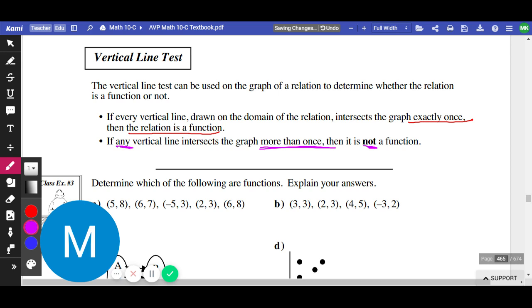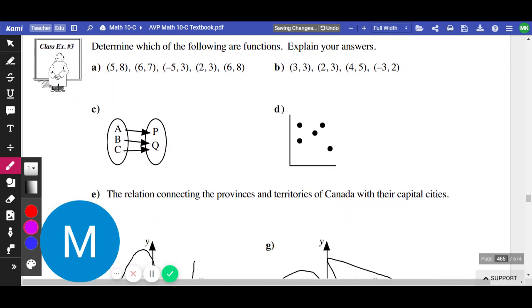Fantastic. We're going to do a couple questions just to finish off this lesson. We're going to look at some pieces of data, some relations, and we're going to decide which ones are functions, and we're going to explain our answers. Okay, we're going to justify it.